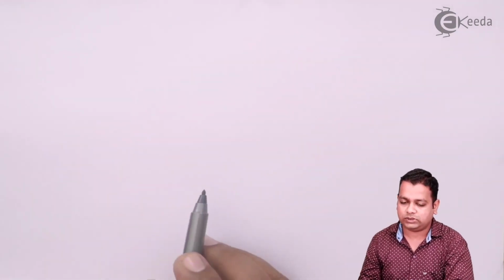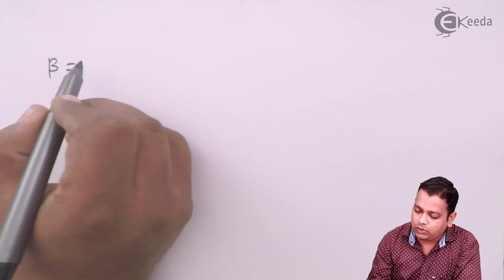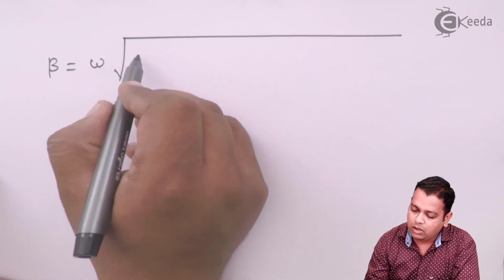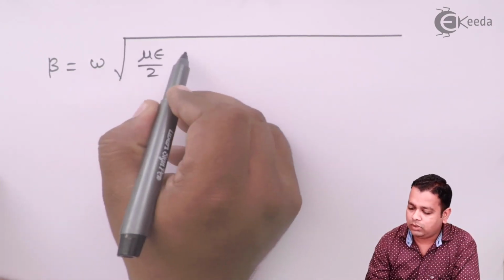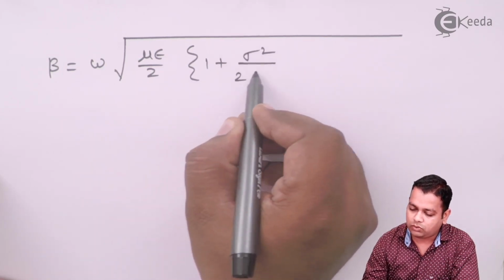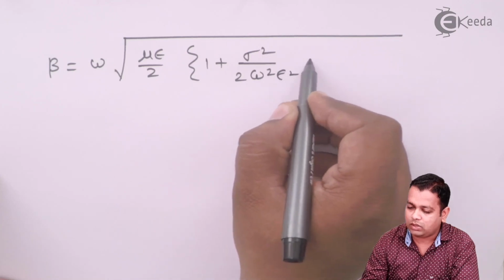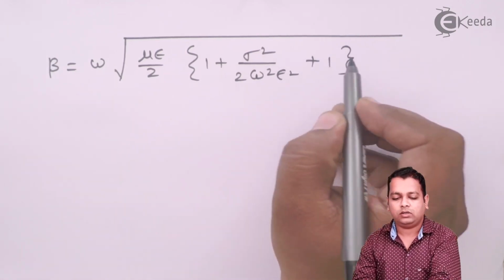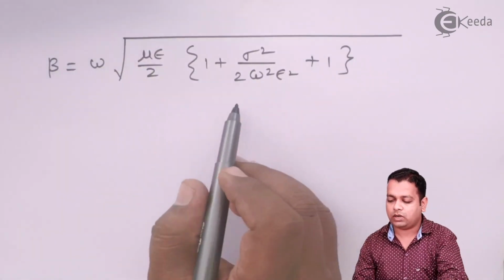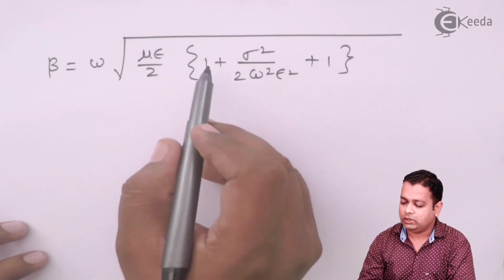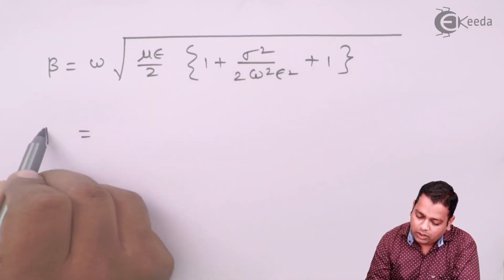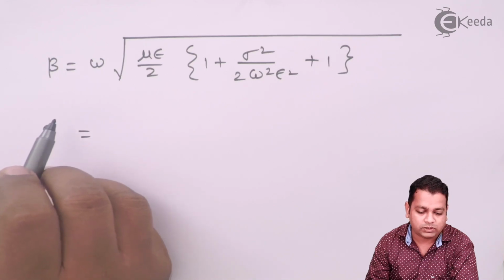So beta will be equal to omega as it is, with the under root sign, mu epsilon divided by 2. In the curly bracket we put 1 plus sigma square upon twice omega square epsilon square, plus 1, which was already there, completing the square bracket. So in place of this we have substituted and obtained this particular expression. So 1 plus 1 will be equal to 2, and finally we can have beta in a modified representation.